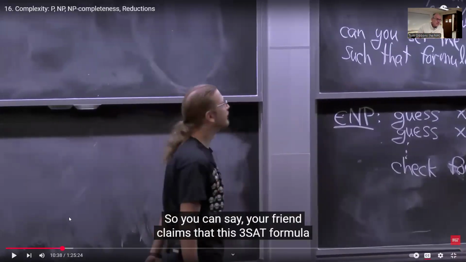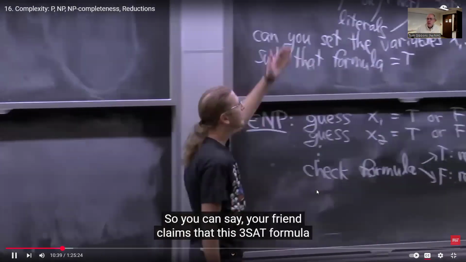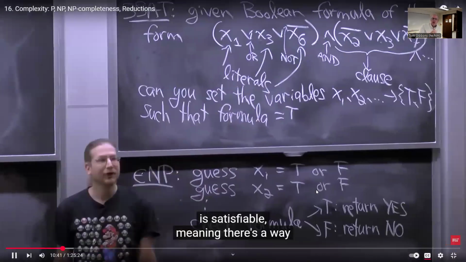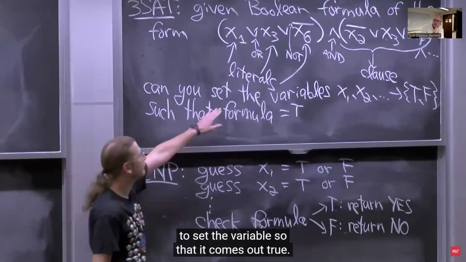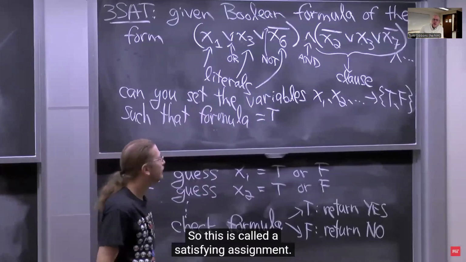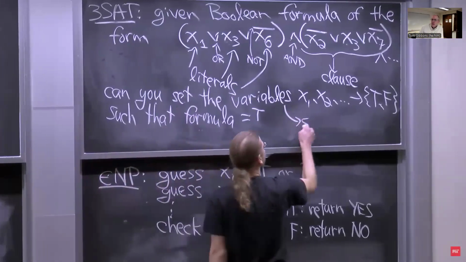When we actually normally talk about NP-completeness and this sort of stuff, we kind of skip over the non-deterministic idea and just phrase it as a verification algorithm, and that is what we're generally going to use. It claims that this given formula is satisfiable, meaning there's a way to set the variables so that it comes out true. This is called a satisfying assignment.